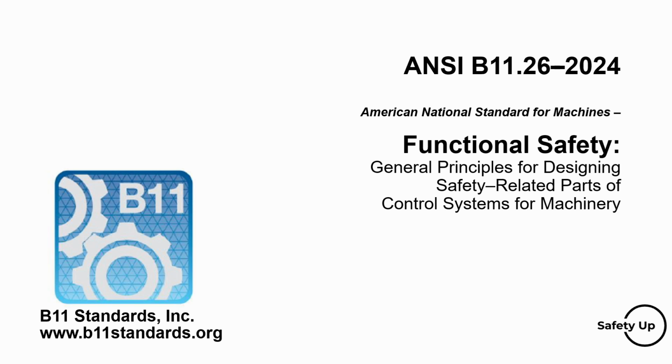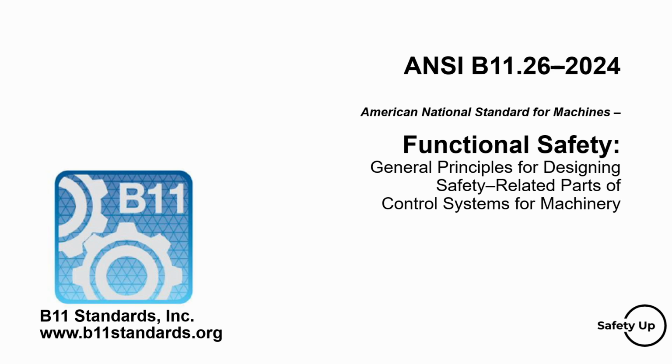Today, we'll introduce B11.26, 2024. Functional Safety, General Principles for Designing Safety Related Parts of Control Systems for Machinery. B11.26, 2024 is a comprehensive standard that provides guidelines for implementing safety-related control functions in machinery. The document is divided into several sections, each addressing different aspects of functional safety.